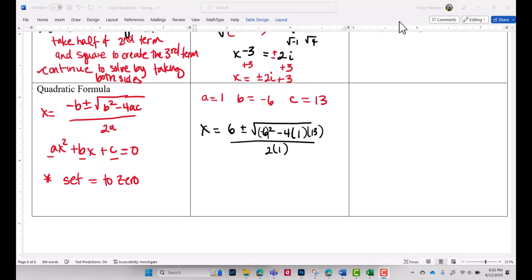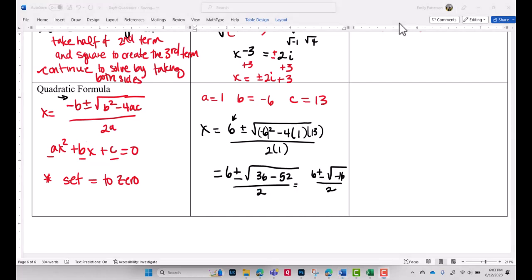So here are all the values plopped in. One thing I want to point out is it says in the equation that the quadratic formula is negative b. That means when b is already negative, the value plopped into the equation is going to be positive. So I'm going to pause the video and work out some of the order of operations.